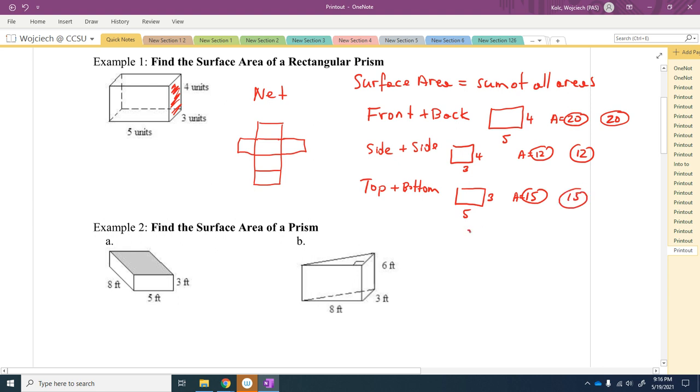So what is the final answer? Surface area will be 2 times 20 plus 2 times 12 plus 2 times 15. 2 times 20 is 40 plus 24 plus 30. And if you add the numbers, you will get 64 plus 30, sorry, that is 94 units square. The final answer is 94 units square.